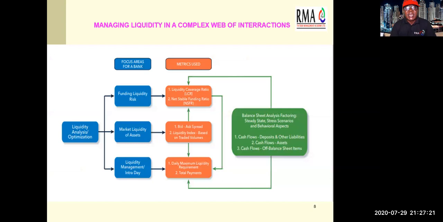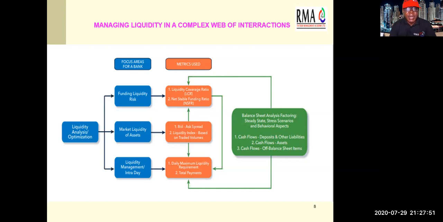Now, managing liquidity in a complex web of interactions can be very, very challenging. Essentially, managing liquidity and optimizing liquidity for a bank requires that they focus on three main areas. The first is funding liquidity risk. The second is market liquidity of assets. And the third focus is liquidity management, intraday.